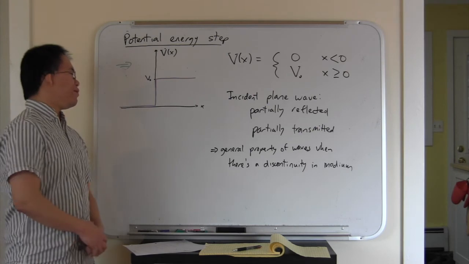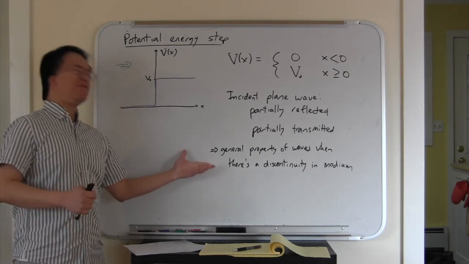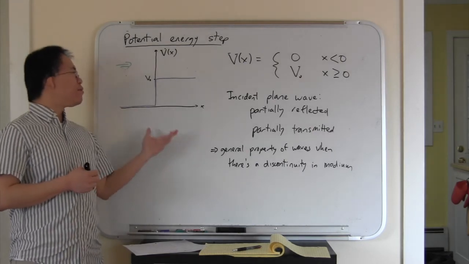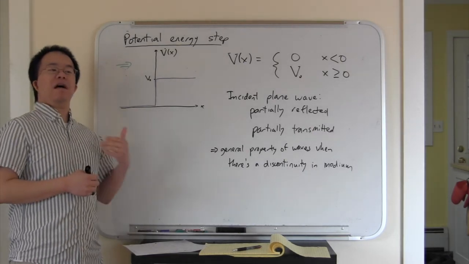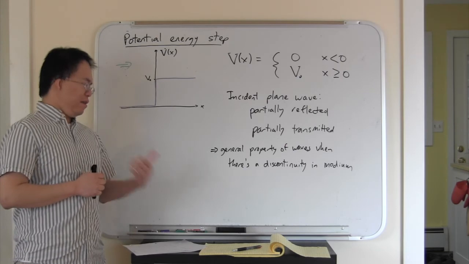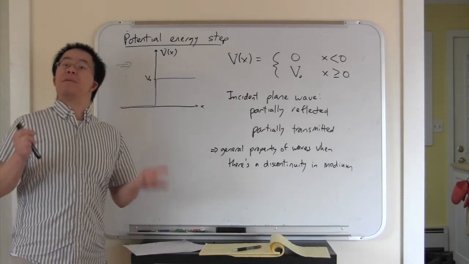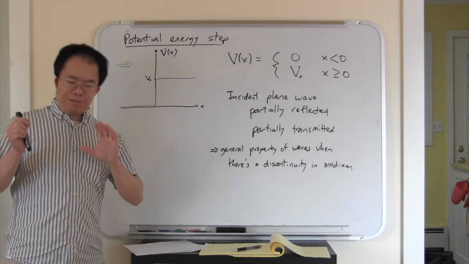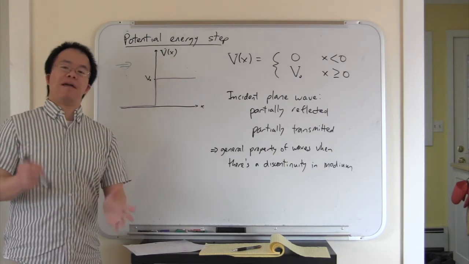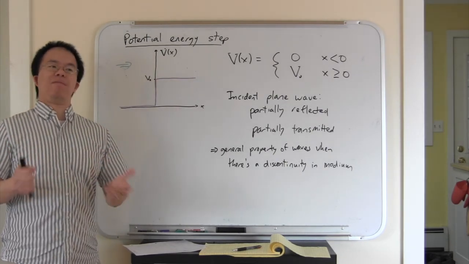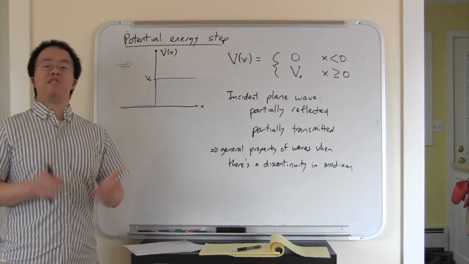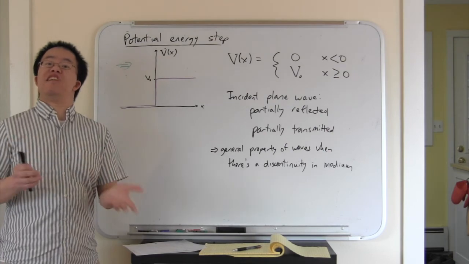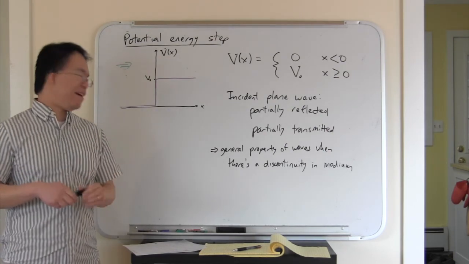Another example of this general behavior, that you always have reflection and transmission when there's some sort of discontinuity in what the wave is propagating in, comes from thinking about light as a wave. If you think about light as a classical electromagnetic wave, and think about a situation where there's a medium discontinuity, aka a change in refractive index.